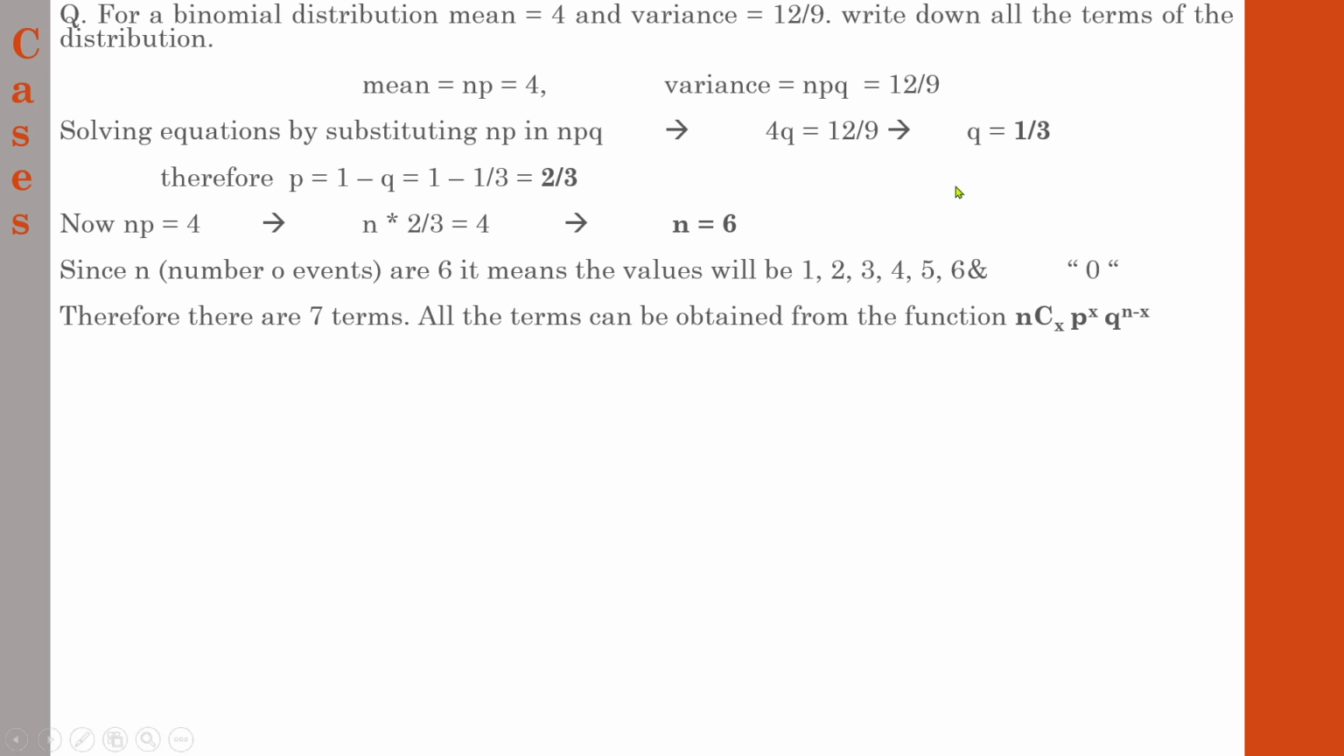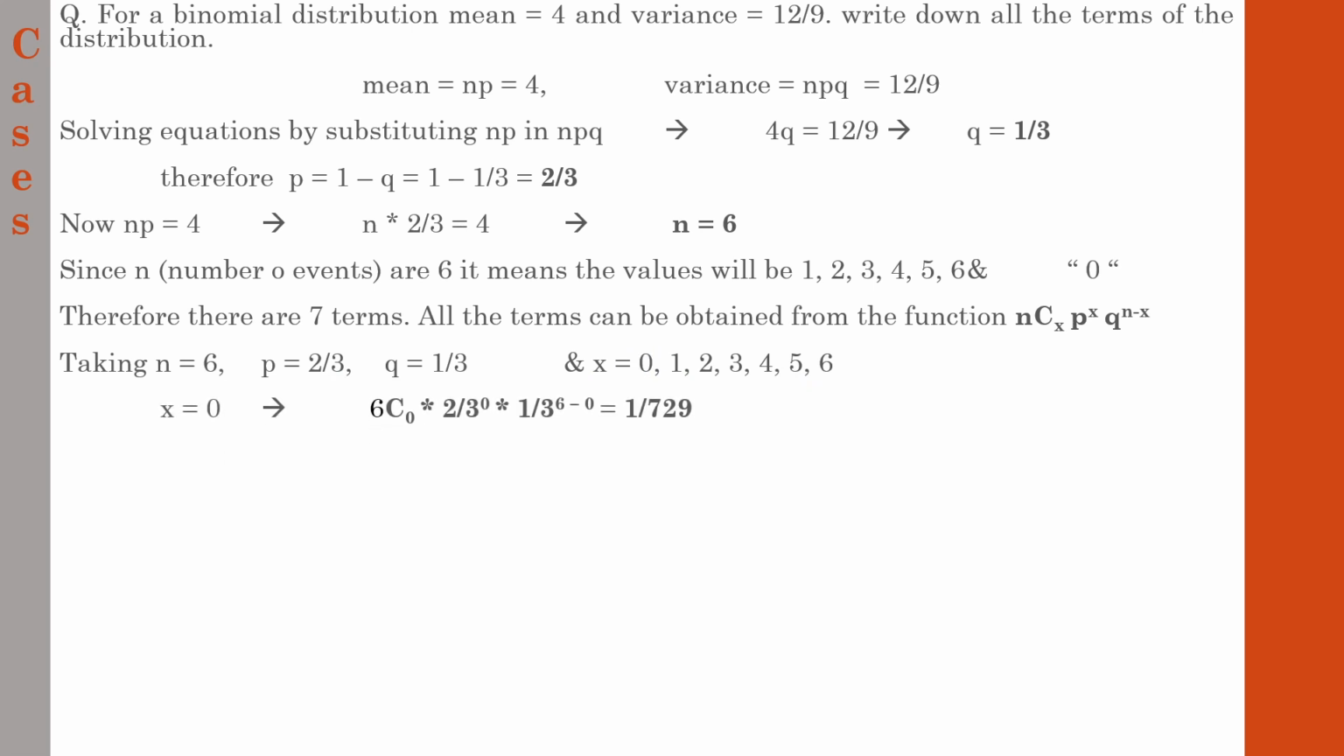So now we have found out all the requirements of finding the probabilities of each of the events. We need P, we need Q, we need N. So let us write down or identify the probabilities of each of these events by using the binomial distribution function of NCX, P raised to X, and Q raised to N minus X. So N is 6, P is 2 by 3, Q is 1 by 3, and X is 6 events including the event 0. So we will write like this. When the X is 0, by using the binomial distribution situation, you will get the value of the probability of that non-event as 1 by 729.